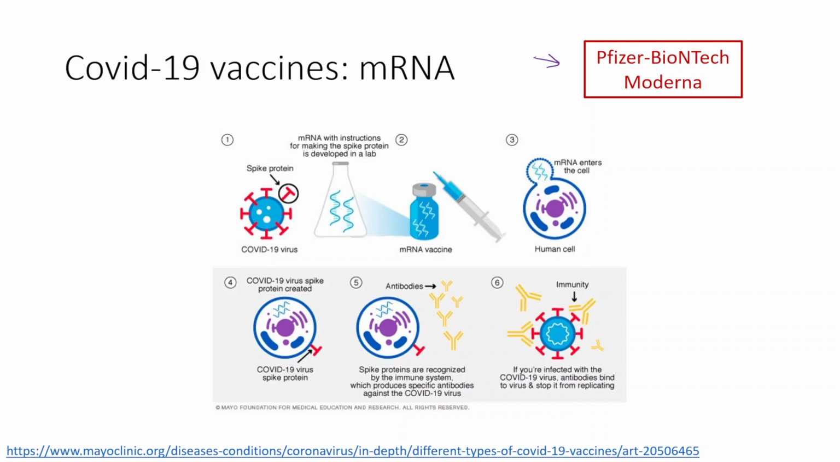The way these work is, as we know, the SARS-CoV-2 virus has a protein on the outside, the spike protein. In a lab, these companies made mRNA that has the code for the spike protein. They make that mRNA artificially, with some minor changes so that it is not going to cause problems in your body. But ultimately, it makes a protein that looks very similar to the spike protein.